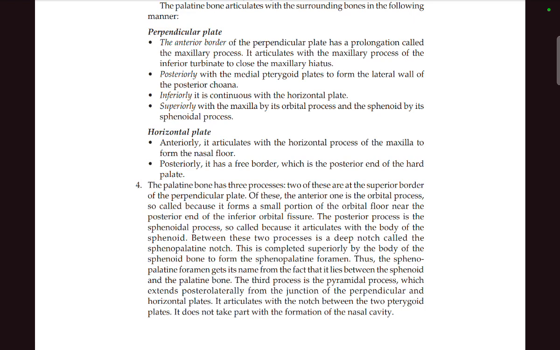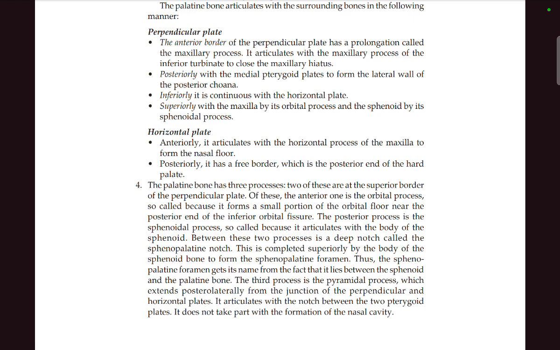Of these, the anterior one is the orbital process, so called because it forms a small portion of the orbital floor near the posterior end of the inferior orbital fissure. The posterior process is the sphenoidal process, called so because it articulates with the body of the sphenoid. Between these two processes is a deep notch called the sphenopalatine notch.